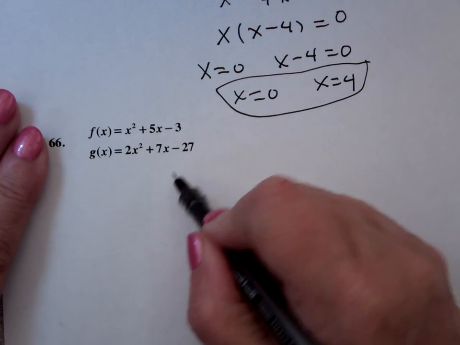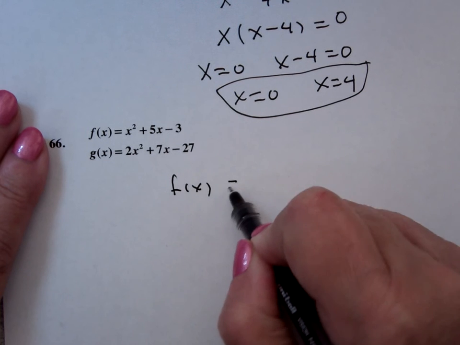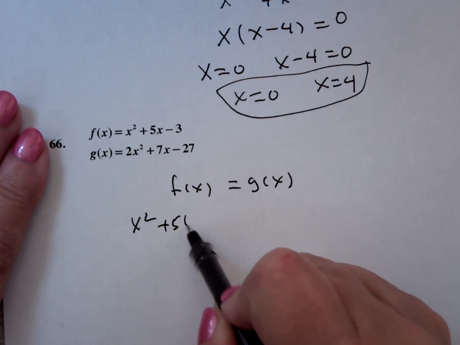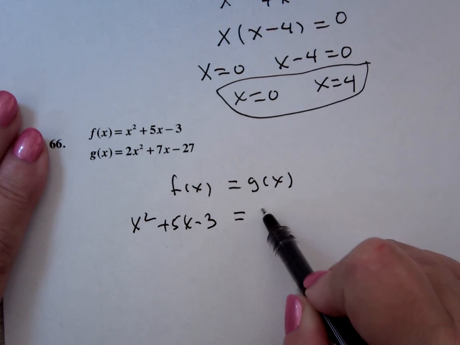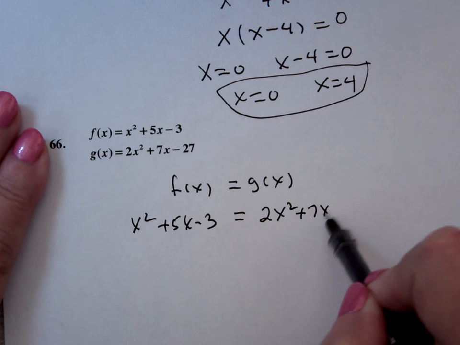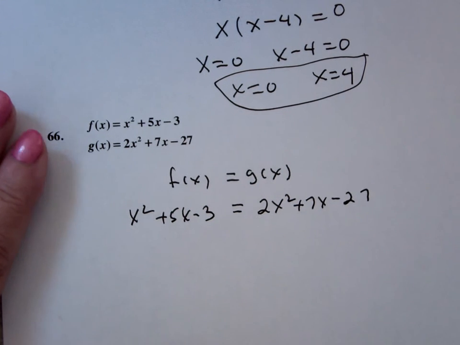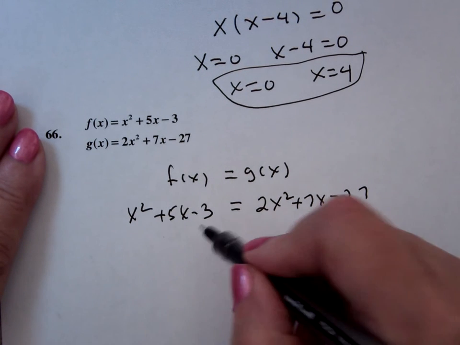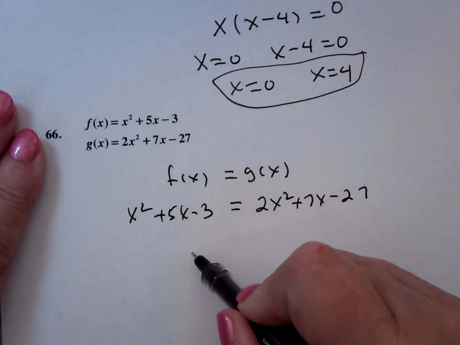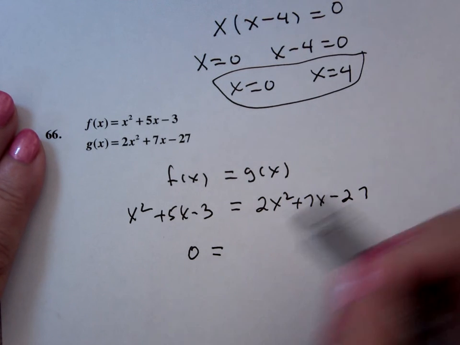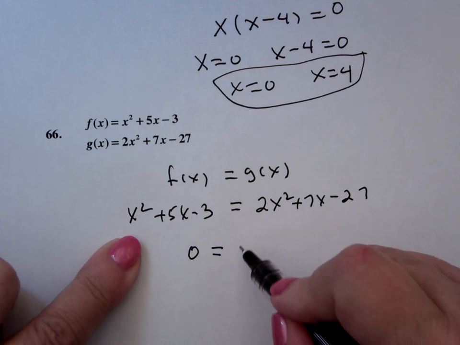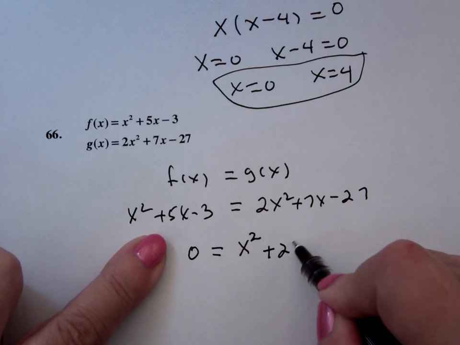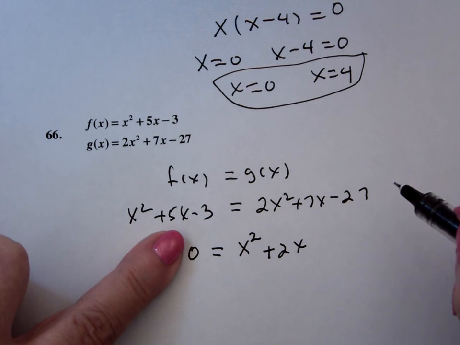Now, again, we want to know where f of x equals g of x, or where x squared plus 5x minus 3 equals 2x squared plus 7x minus 27. Take everything to one side, 0 on the other, and let's pray that it factors. So 0 equals, subtract x squared from both sides, subtract 5 from both sides, add 3 to both sides.